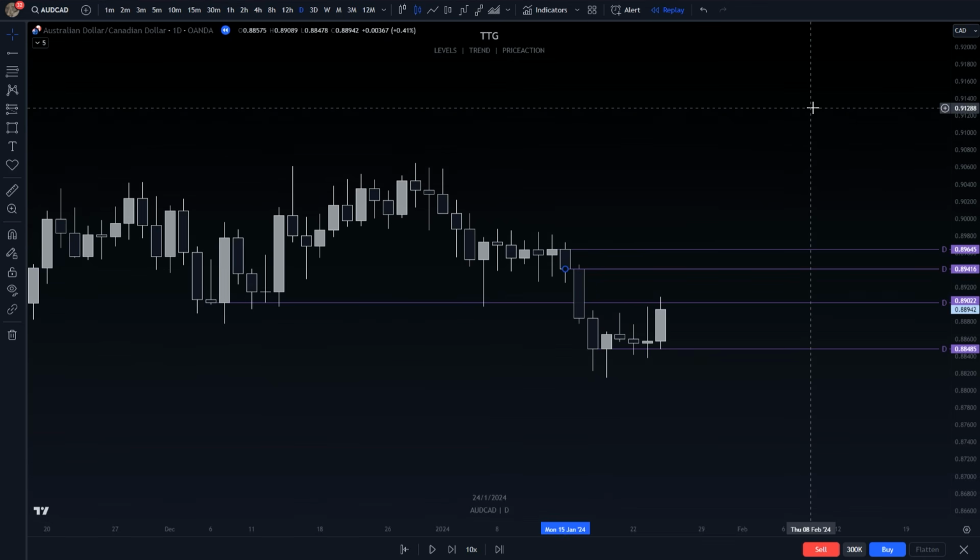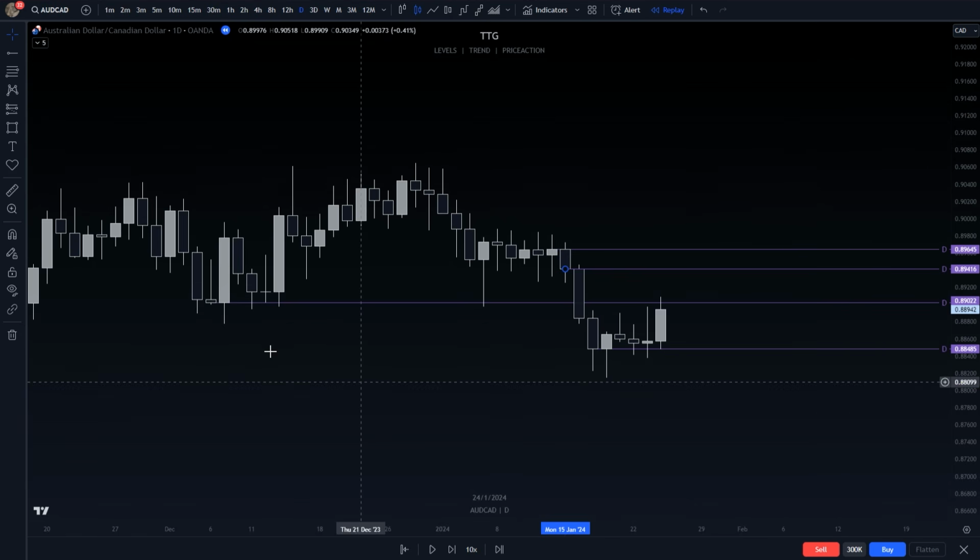Okay, now we know which kinds of levels we have, but a level can be fresh or unfresh. If a level like this support is touched by a wick, it is not fresh anymore. It is called unfresh or tested.